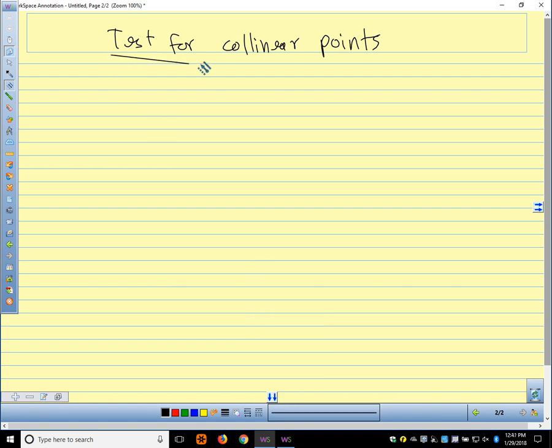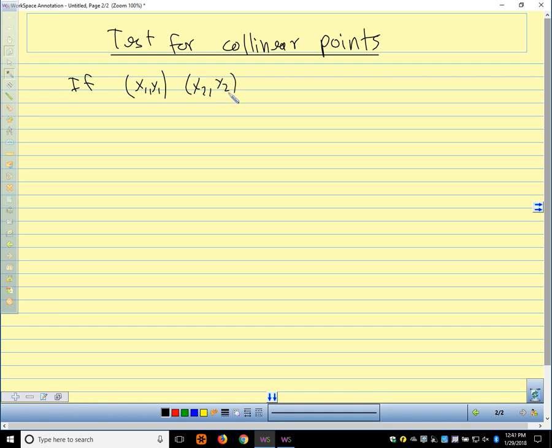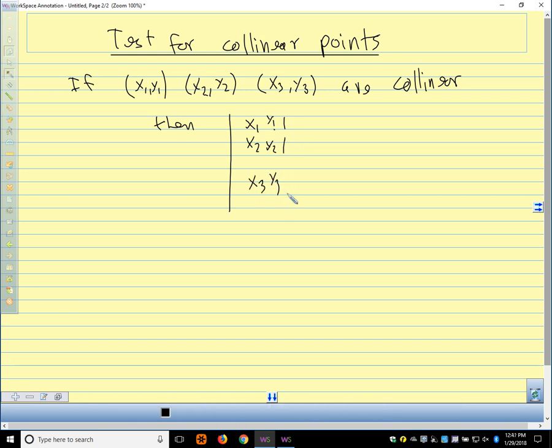So we can say in the plane, if our 3 points, x1, y1, x2, y2, x3, y3 are collinear, then that determinant, x1, y1, 1, x2, y2, 1, x3, y3, 1, is going to be 0.